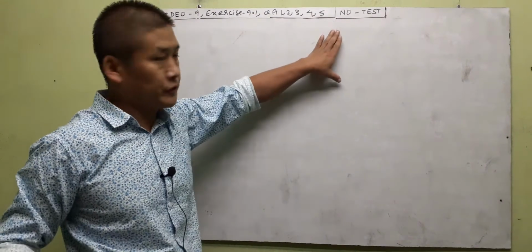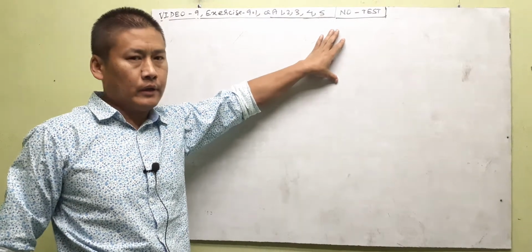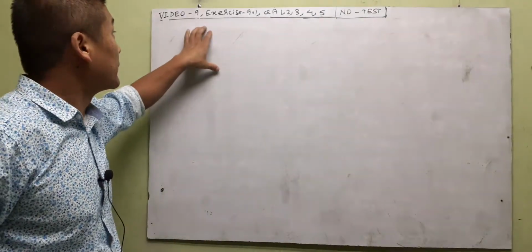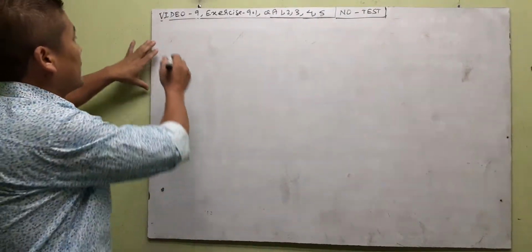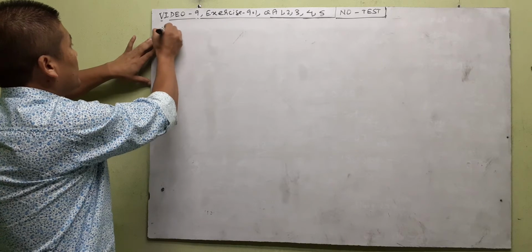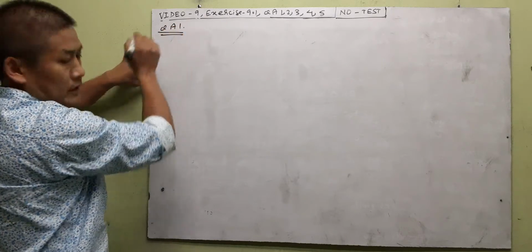Okay, so the last video for exercise 9.1, class 10 maths. Okay, so this will include these portions. Let us start with question A1, exercise 9.1. Okay, it's on page 213 of the textbook.